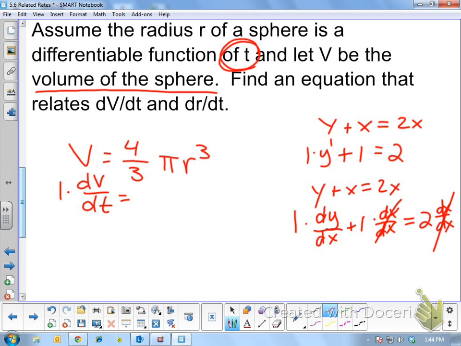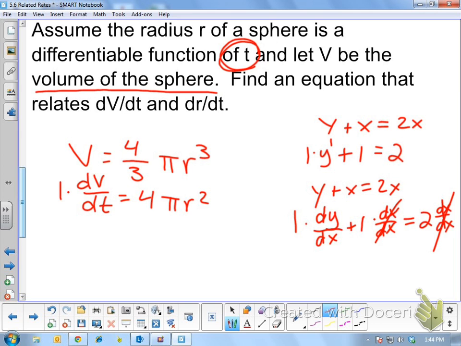So now we go to the other side. How would I take the derivative of this? Not worrying about the Leibniz part, just the derivative of this. Power rule. So using power rule, what would we get? 12 thirds, which is 4. So 4 pi r squared, because 4 thirds times 3 is 4.